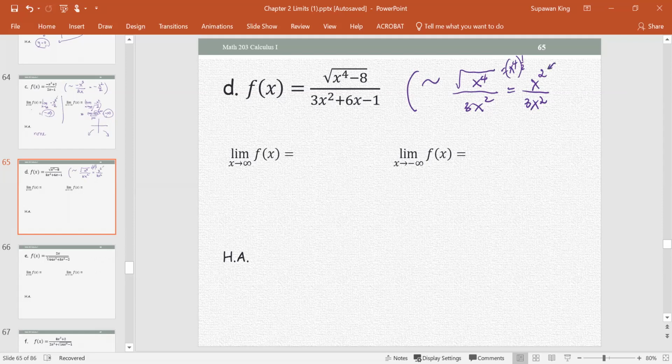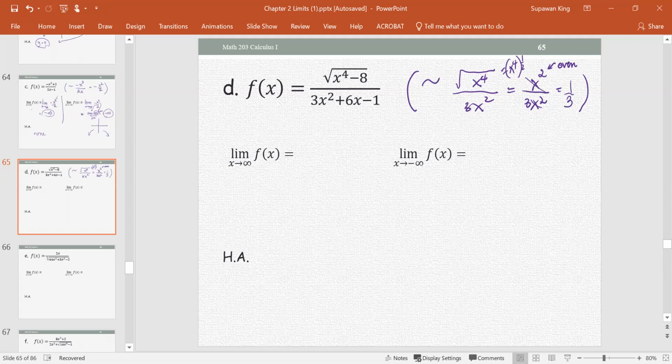Keep an eye on the second here. This is an even number. We're gonna look at a different one eventually. So x squared over x squared reduce. That means eventually it's gonna be 1/3.